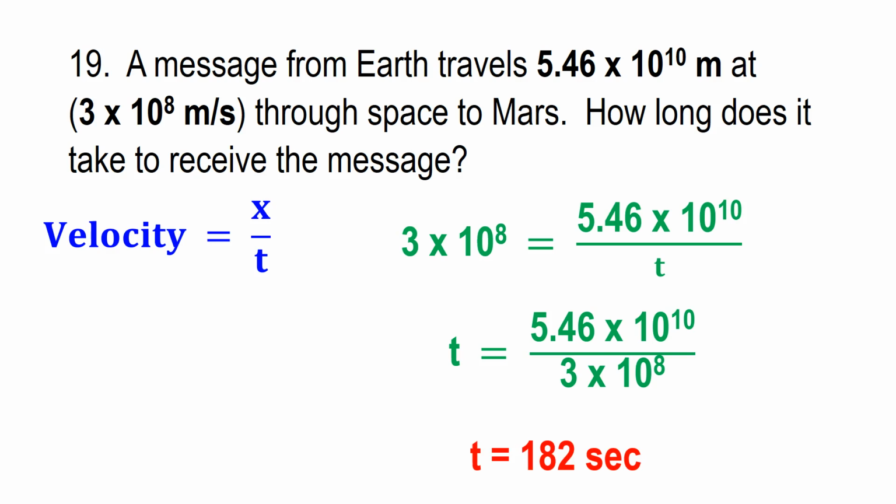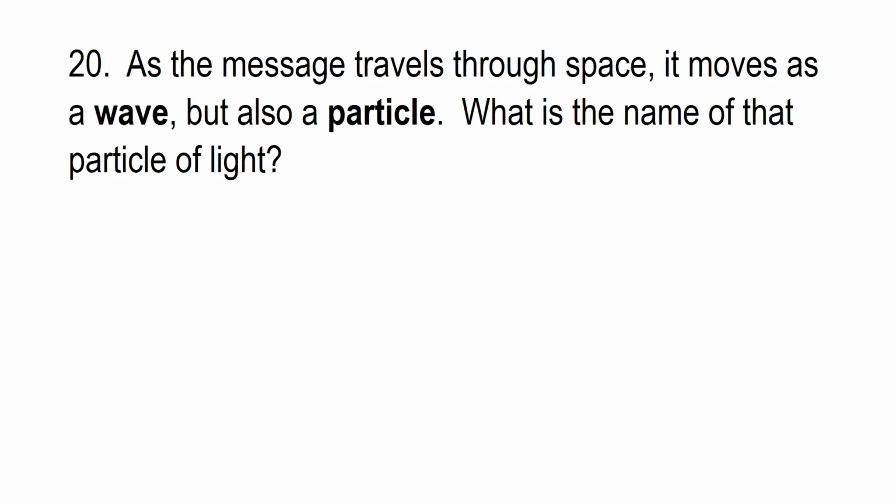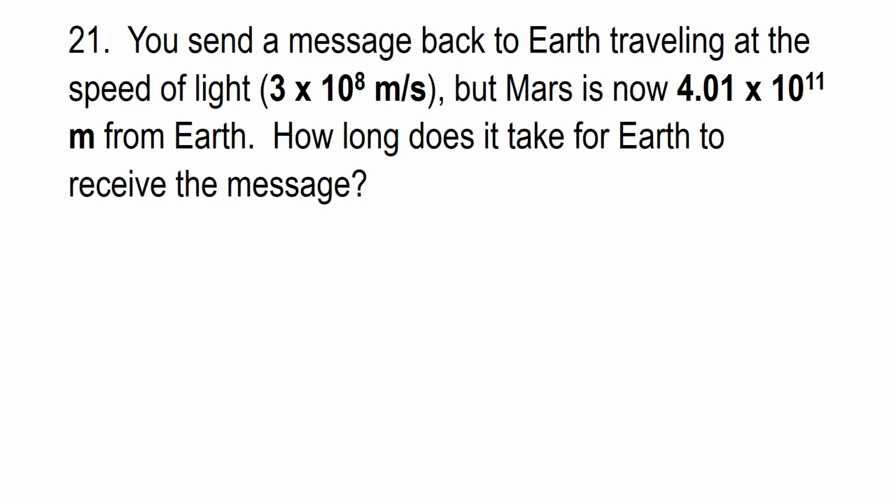You should get 182 seconds. And this is because even though light travels really fast, literally the fastest thing we've ever observed, it has to travel a great distance, so it still takes time. Communication is not instant on Mars. As the message travels through space, it moves as a wave, but also a particle. What is the name of that particle of light? That's called a photon.